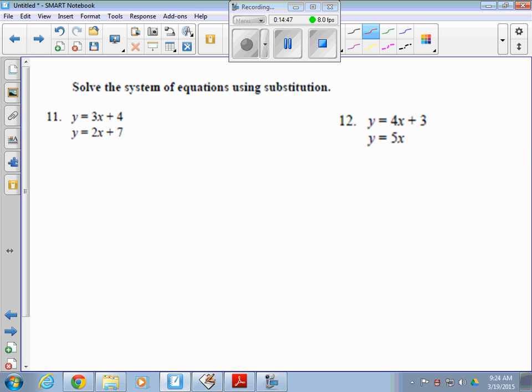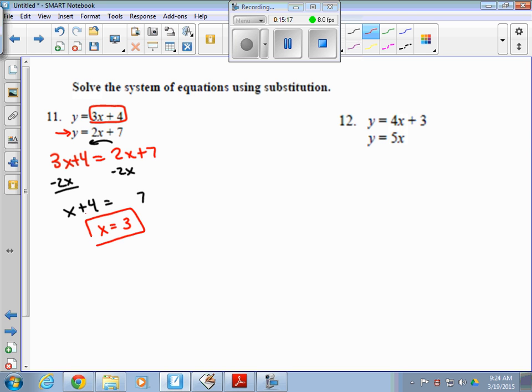Number 11 and 12, solve these using substitution. We'll go a little bit quicker through this one. Here's your y's value. So in place of y right here, 3x plus 4 equals 2x plus 7. Bring your 2x over by subtracting it. Minus 2x on both sides will leave you with 1x. Plus 4 equals 7. Subtract 4 on both sides, and x equals 3.